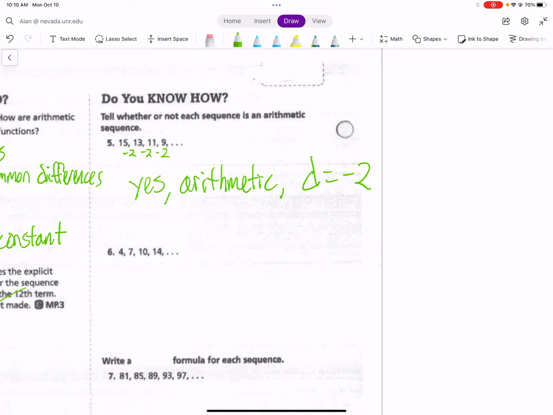For 6, how do we go from 4 to 7? We add 3. From 7 to 10, we add 3. But from 10 to 14, we add 4. So this is not arithmetic. We do not have a common difference. We add 3, and then we add 4, which changes that common difference.